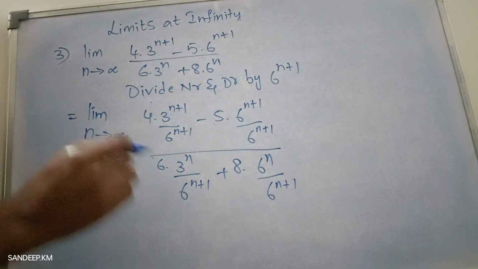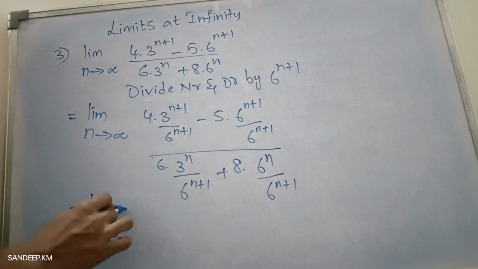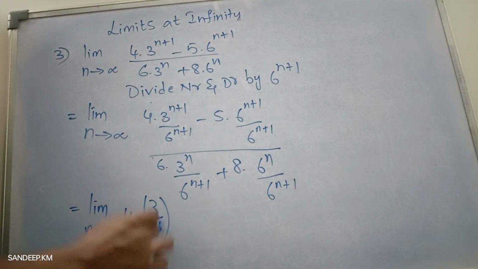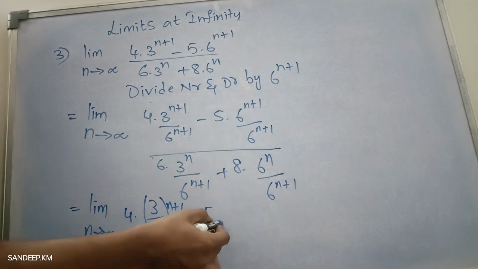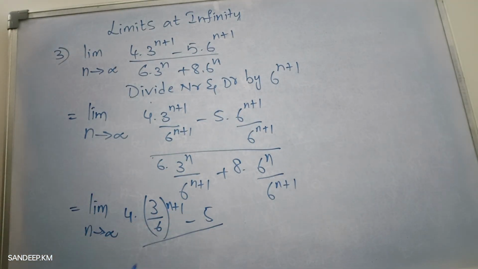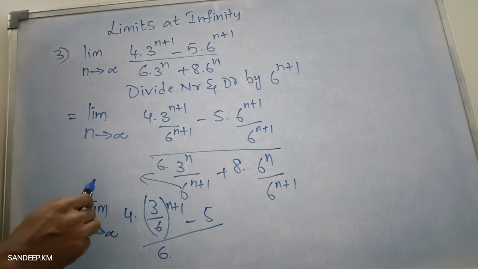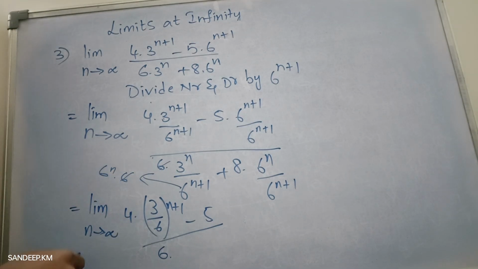Correct or not? Next, as we have seen in the previous question, here also 4 into 3 by 6 whole power n plus 1 minus 5 into, this 2 will get cancelled, you will get 1, 5 into 1, 5. And here, dear students, 6 into 6 power n plus 1 is 6 power n into 6, correct or not? So this 6 and this 6 will get cancelled.